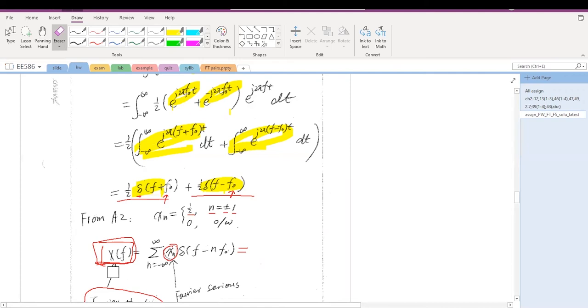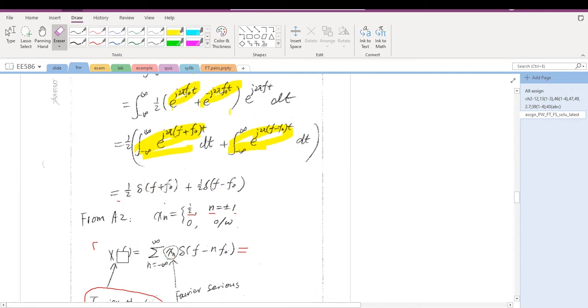The Fourier transform actually can be written like this: summation of x of n times shifted delta, shifted to multiples of f naught. In this case, because x of n equals half for n equals plus 1 and minus 1, when n equals plus 1, that's this term. When n equals minus 1, that's this term. And otherwise 0. So this summation actually equals this.